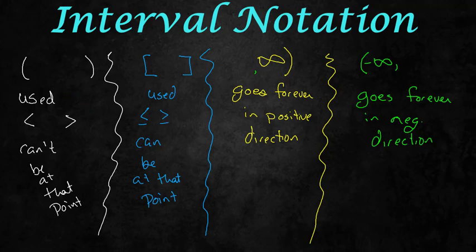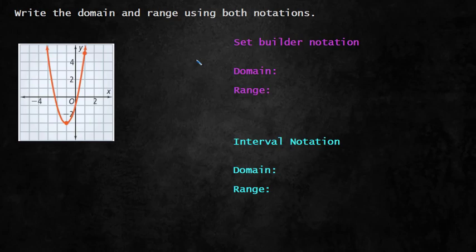And what's really neat is you can actually have one of these as your starting bracket and then end up here. Or you can have a parenthesis and have a bracket. You don't have to have both sets match. So you just kind of look at each one. Can I be at that location or not at that location? So the last thing we're going to do, and then I'll let you work on some of your assignments, is we are going to write the domain and range using both notations, the set builder and the interval.